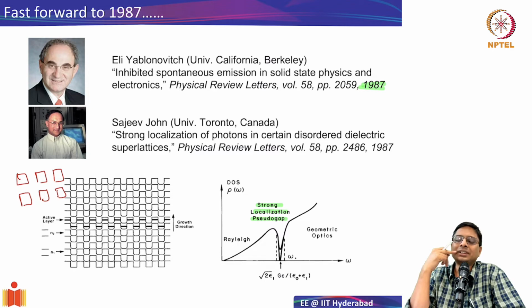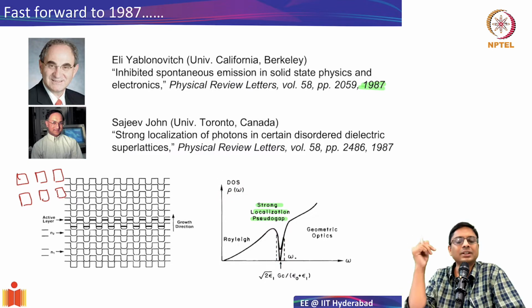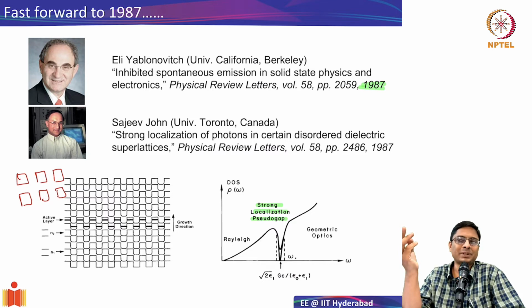The surprising thing is, how can a band gap exist? Essentially, what is a band gap? When there are no density of states. So what you're seeing here is that the density of states is exhibiting a sharp dip at certain frequencies. But how can you think of a band gap in a disordered medium? That's a very perplexing thing.